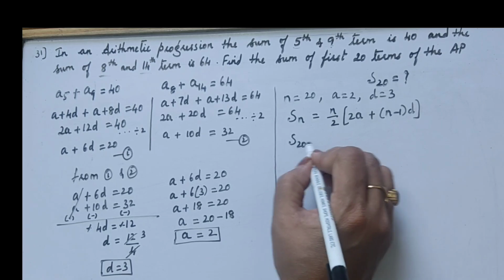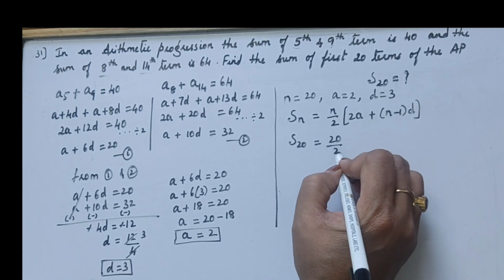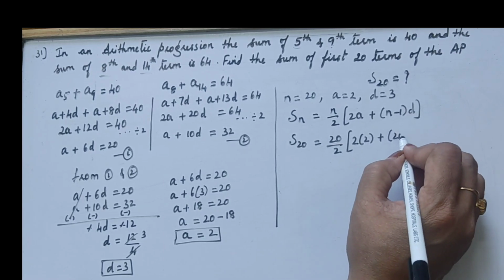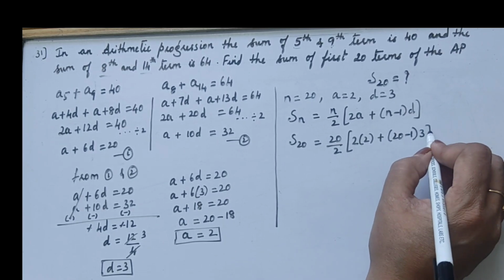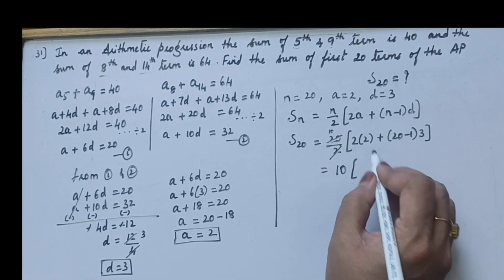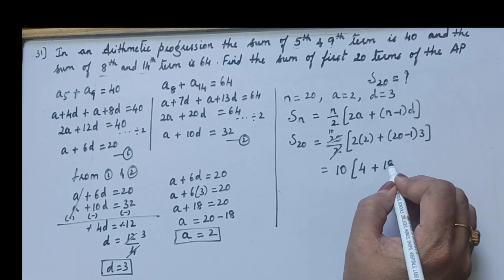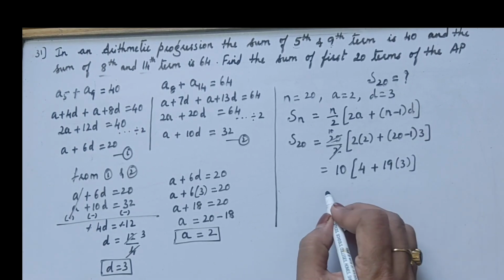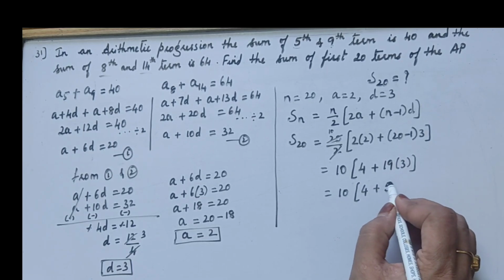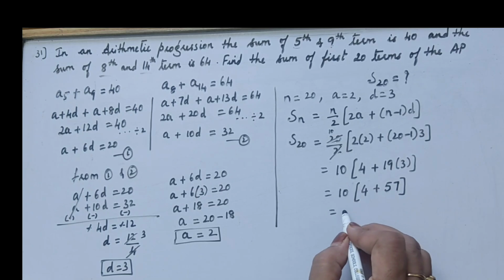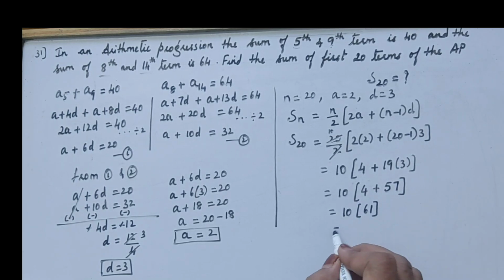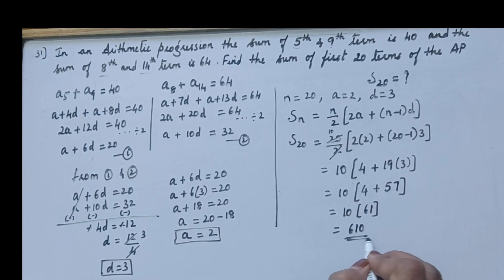This is S20 = 20/2 (2 × 2 + (20 - 1) × 3), which is 2 ones are 2, 10, I get here 10 into 2 twos are 4 plus 19 into 3. Okay. Now this is 10 into 4 plus 19 into 3 is 57. Now 10 into, so 57 plus 4 is 61. So 610 is the final answer.